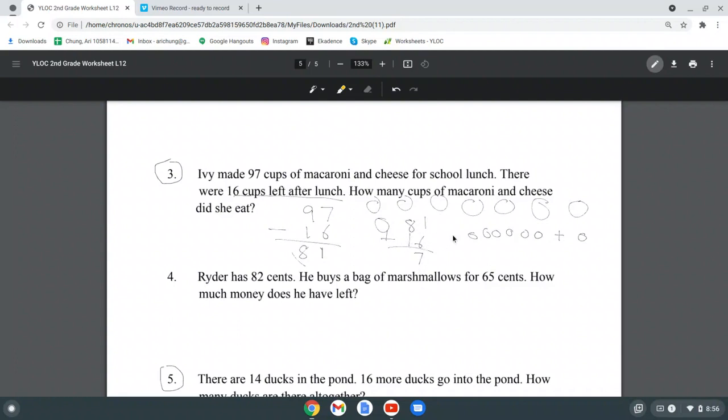And here we have 8, so we could just reuse this. 1, 2, 3, 4, 5, 6. And we could turn this plus sign into a dot. So here we have 1, 2, 3, 4, 5, 6, 7, 8. Here we have 8, and we add 1 more. So since that is 8, we add 1, and that is 9. So 8 plus 1 is 9. And we see that this is 97, and that is the number of cups Ivy made. So we know we have done this problem correctly. So how many cups of macaroni and cheese did she eat? She ate 81 cups of macaroni and cheese.